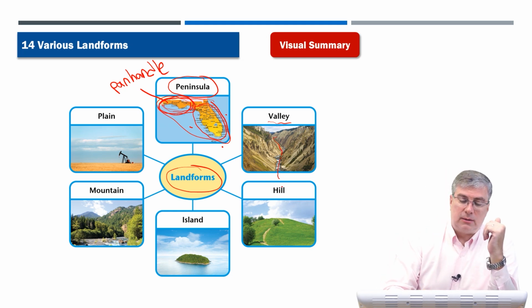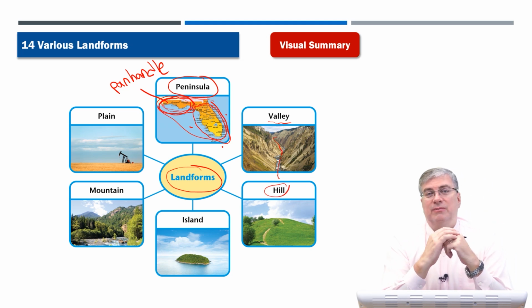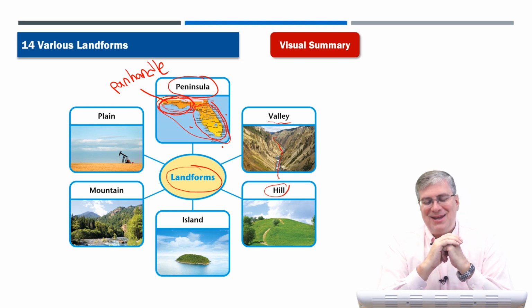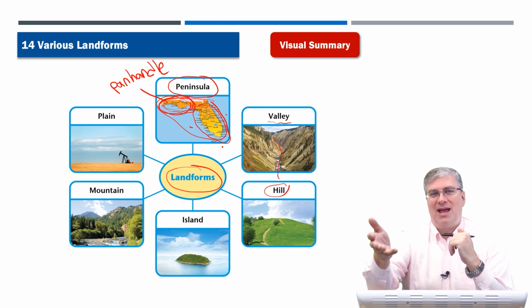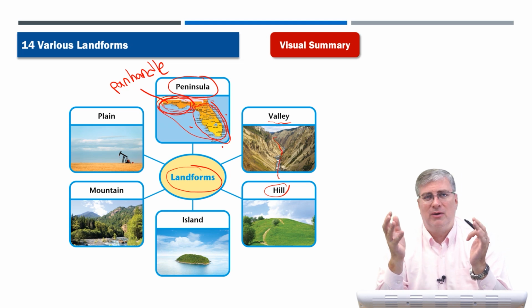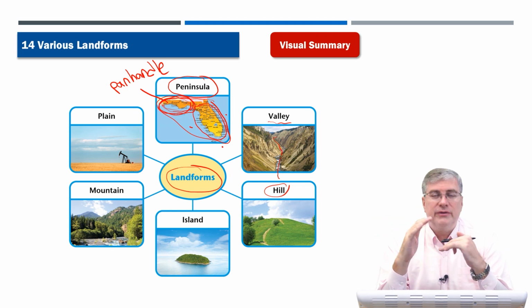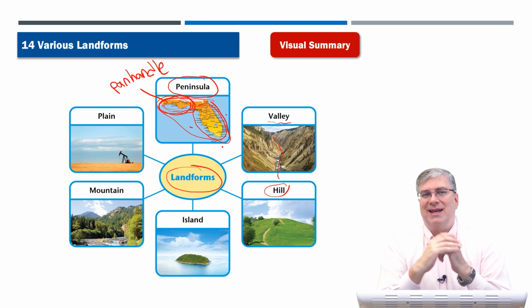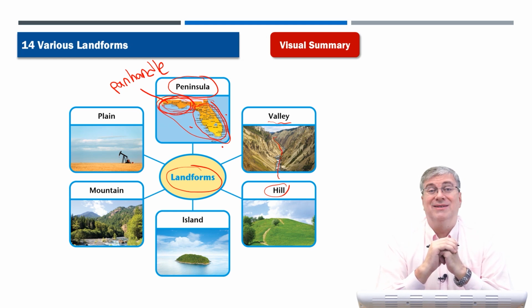Next, we have a hill. And a hill, of course, is a small mountain. It's a mountain wannabe. Okay, maybe. But a hill is easy to climb over, right? Well, some hills are easy to climb over. Some hills are more difficult. But hills are not as big as a mountain. Think of a hill as a baby mountain, right? That's an easy way to think about what is a hill.